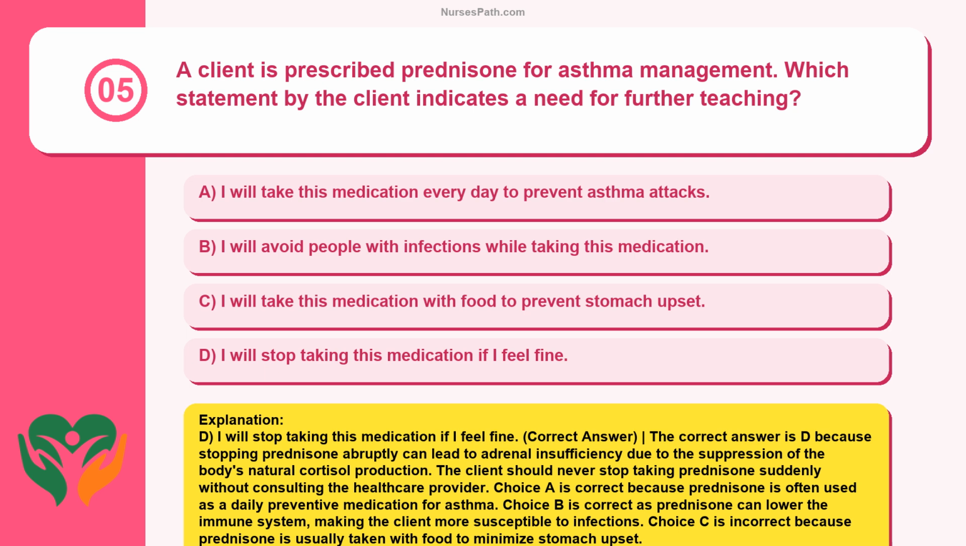Choice A is correct because prednisone is often used as a daily preventive medication for asthma. Choice B is correct as prednisone can lower the immune system, making the client more susceptible to infections. Choice C is correct because prednisone is usually taken with food to minimize stomach upset.